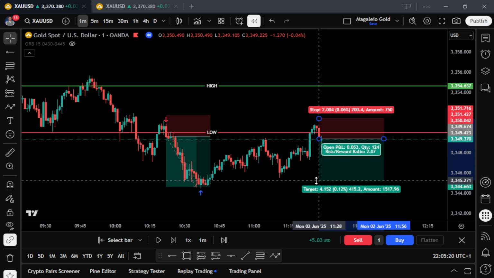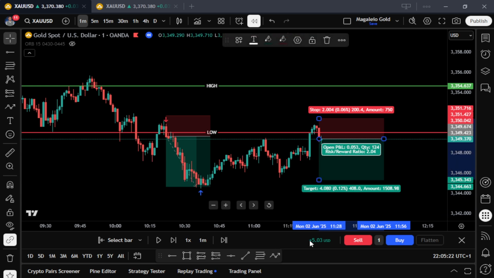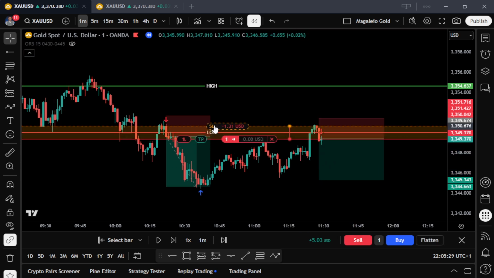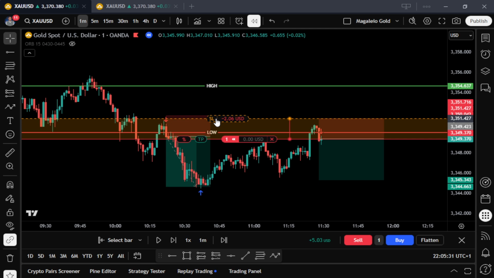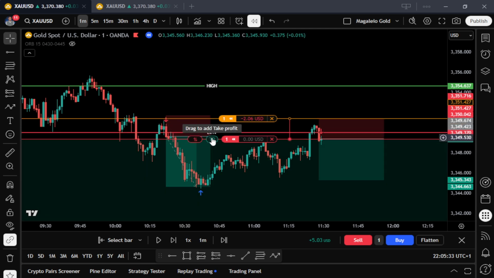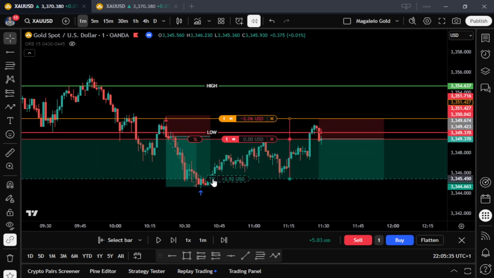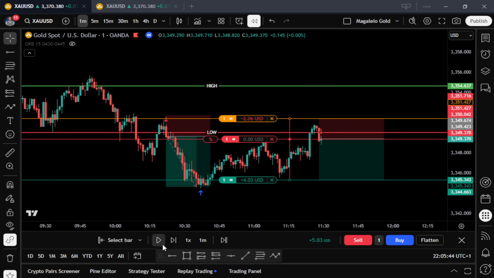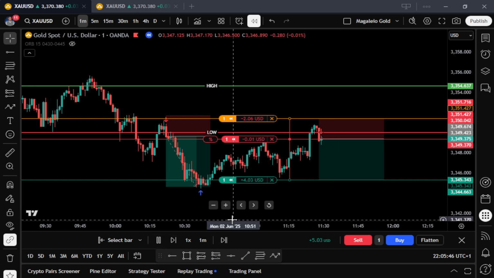Let me just target another 40 pips. Easy peasy. Another quick cash here, guys. Let's see how this works out. There's my stop loss, 20 pips. My take profit, 40 pips. Easy peasy, quick cash. Don't be greedy, guys. Let's see how the market plays out.